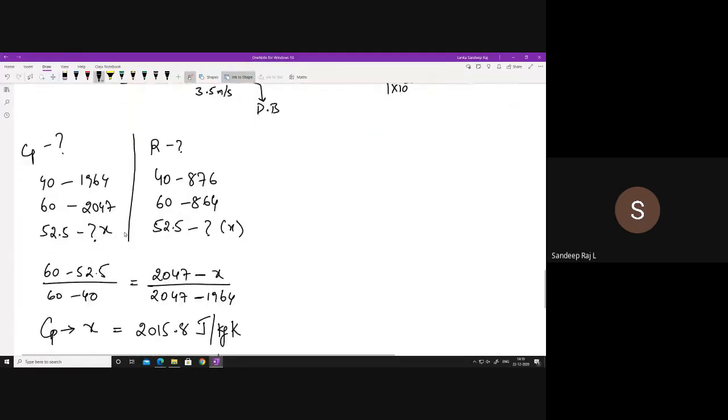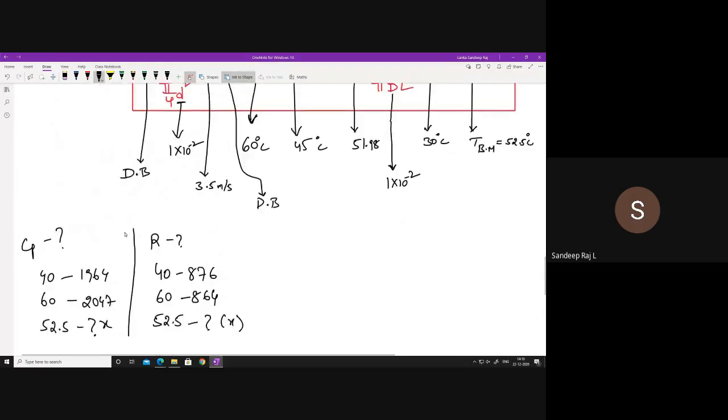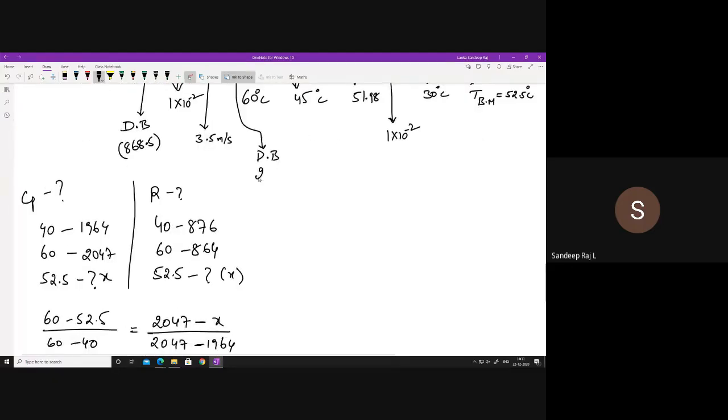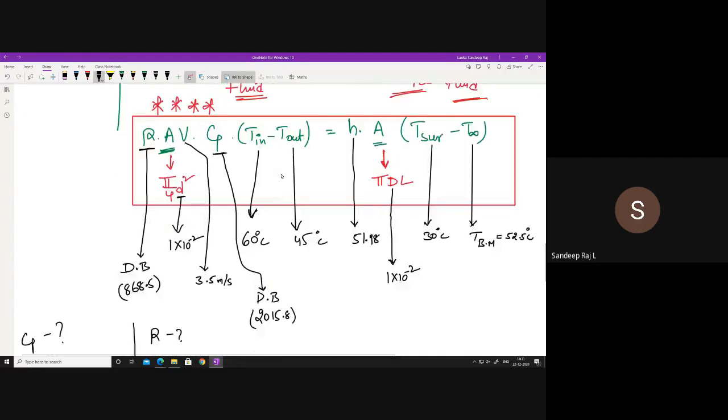868.5 here, and here it is 2015.8. So this is the expression here. Substitute all the values. Once you substitute all the values, you will get the L value. Substitute all the values and get the value of L.